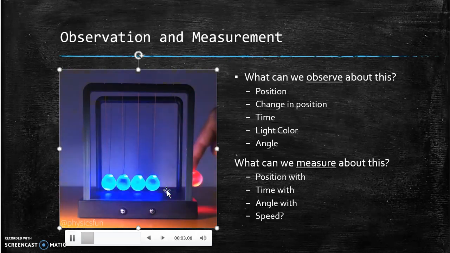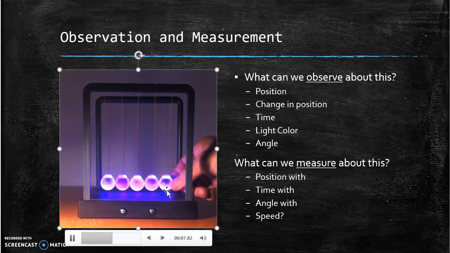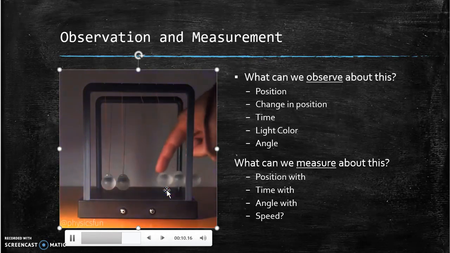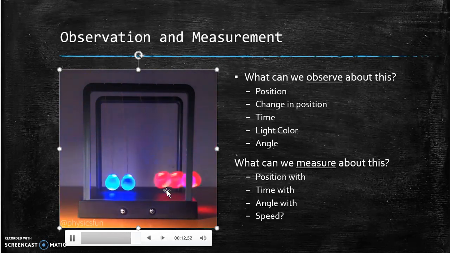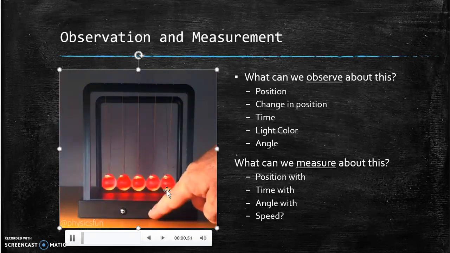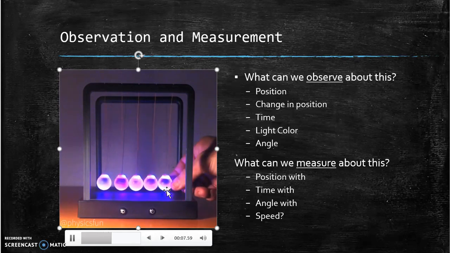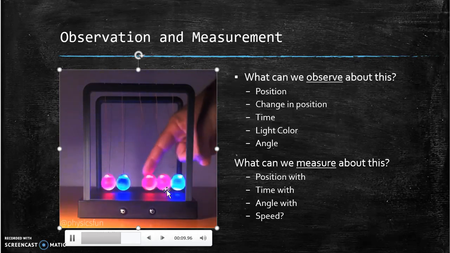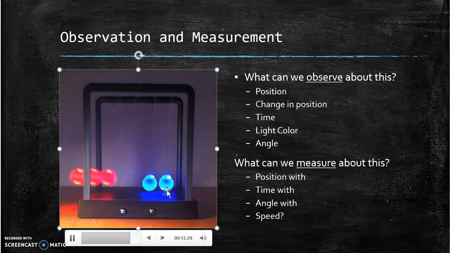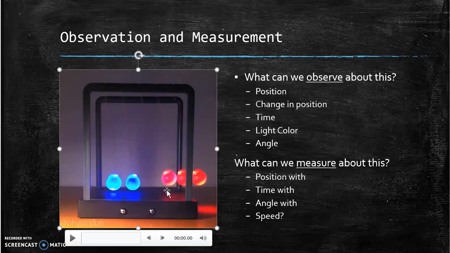So this is a simple Newton's cradle. And we're just thinking about what can we observe about this system and what can we actually measure about this system. Well, we observe that the person pulls back one ball, so it changes the position of one ball. We can measure the time it takes for it to change position. We can measure the time it takes for any of the balls really to change position.